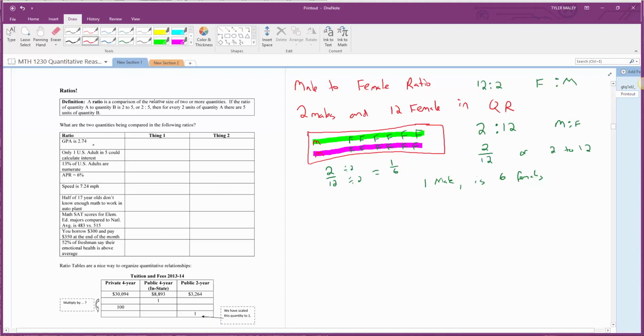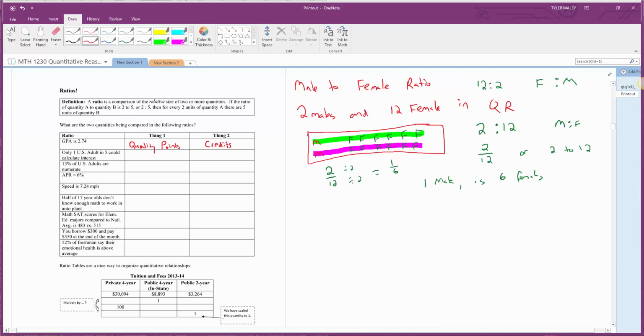Right, so if we look at this table, it says, what are the two quantities being compared in the following ratios, right? So the first one is GPA. When you calculate GPA, you take what's called quality points and divide by credits, right? So those are the two things we're comparing. It's a form of a ratio. So you're taking quality points and comparing it to the number of credits that you've taken, right?